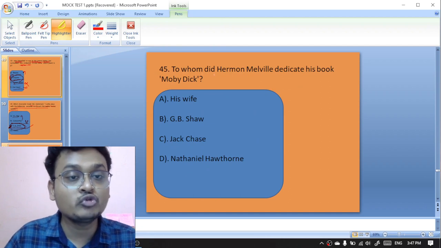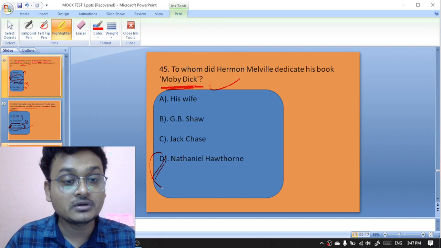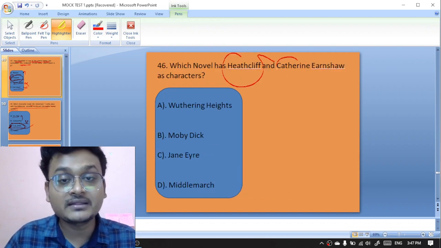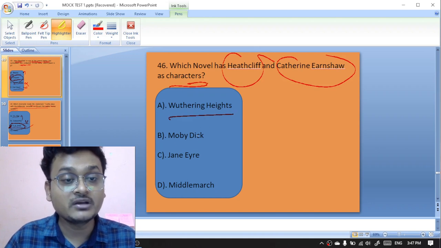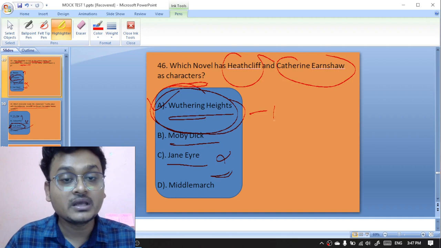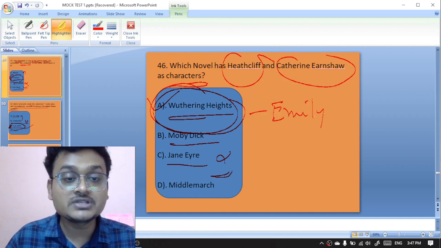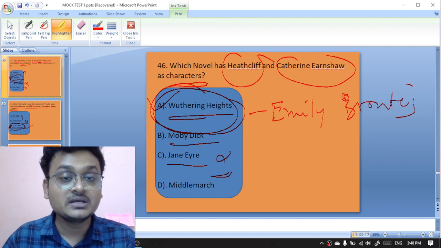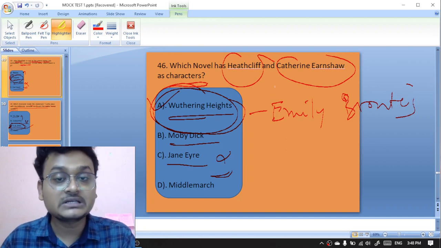Moving to the next question. To whom did Herman Melville dedicate his book Moby Dick? Moby Dick was dedicated to Nathaniel Hawthorne. So D is the answer. Which novel has Heathcliff and Catherine Earnshaw as characters? Wuthering Heights, Moby Dick, Jane Eyre? No. It was Wuthering Heights by Emily Bronte. The novel is Wuthering Heights, and the characters are Heathcliff and Catherine Earnshaw.